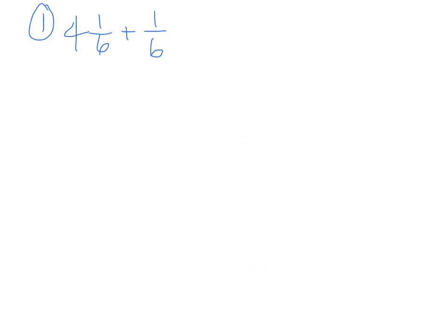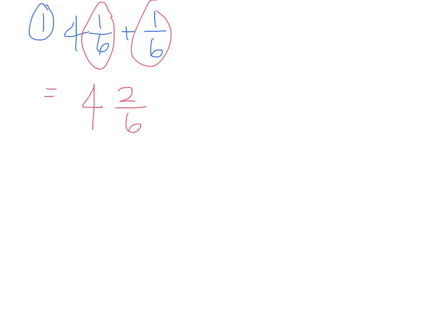Okay, this one's pretty easy because the fractions are already the same, right? They have the same denominator. So remember, again, you're going to add the fractions first. So what is 1/6 plus 1/6? 2/6, right? That equals 1/3. And then I add the whole number, which is 4.